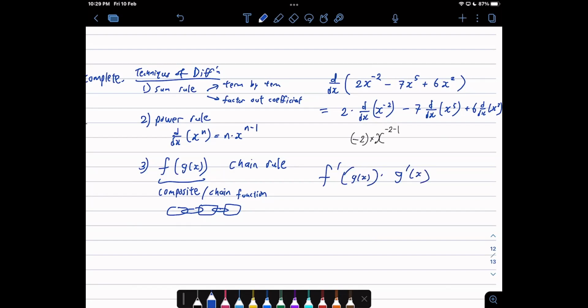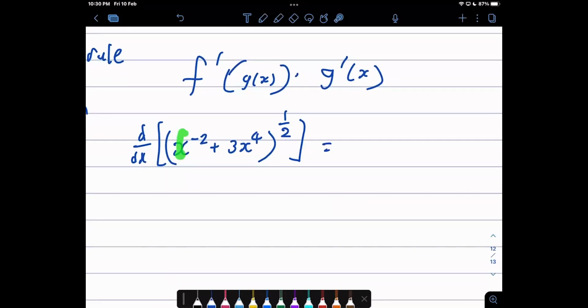What do I mean? For example, if you have x to the power negative 2 plus 3x cubed, all to the power of half. I want to differentiate this. How? Can you see that there's an outer function, something to the power half, and there's an inner function inside? So differentiate, what do you get?